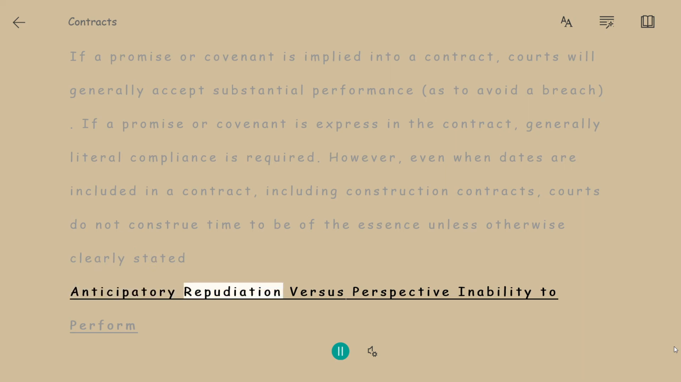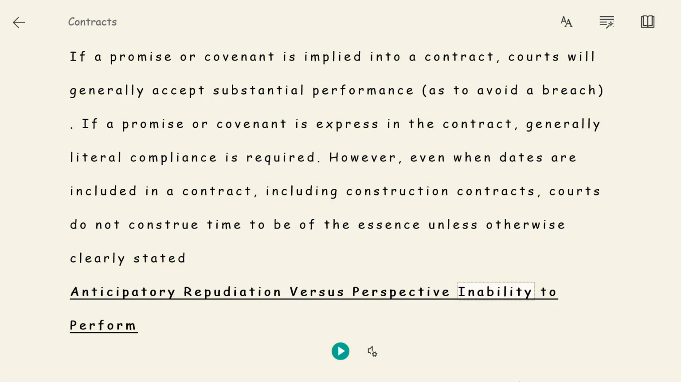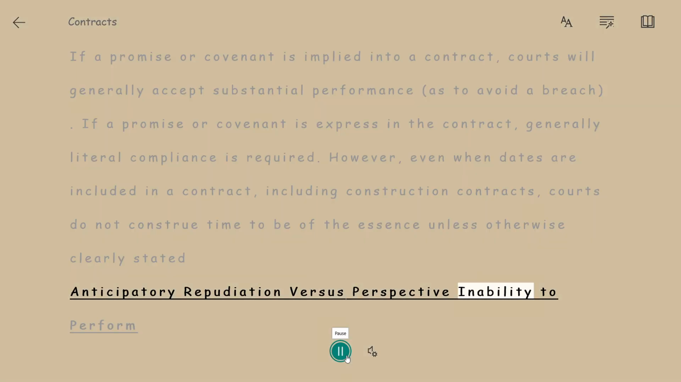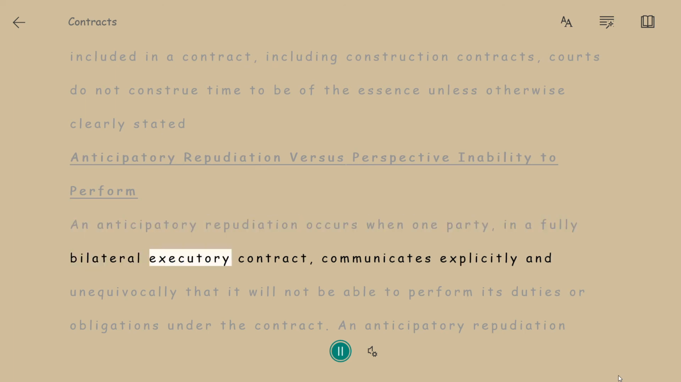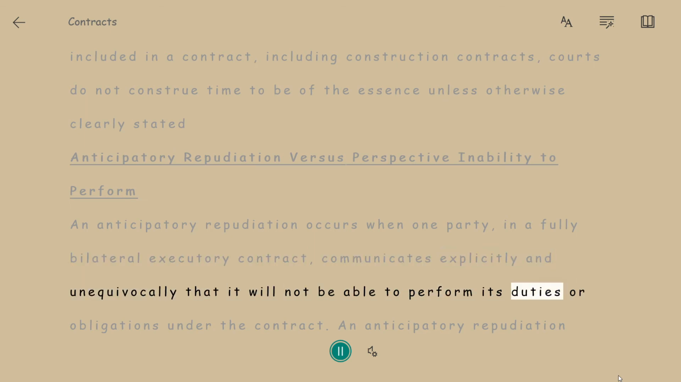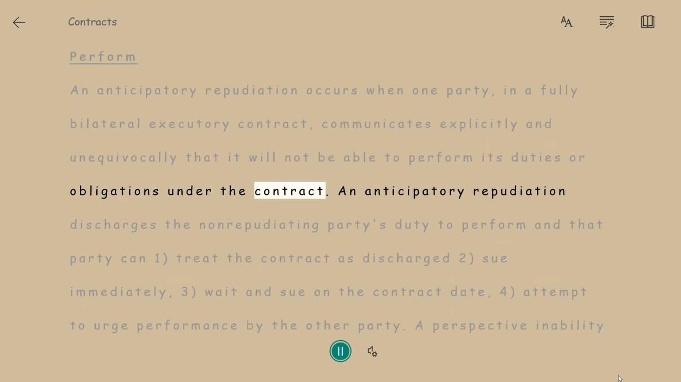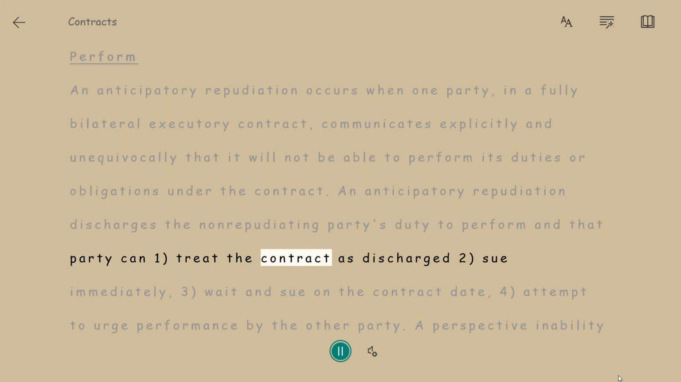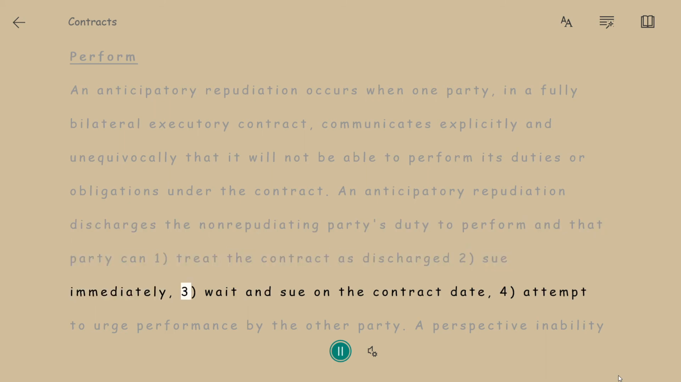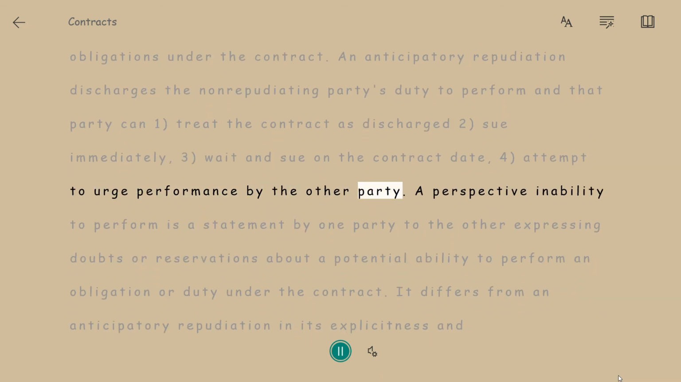Anticipatory repudiation versus inability to perform. An anticipatory repudiation occurs when one party, in a fully bilateral executory contract, communicates explicitly and unequivocally that it will not be able to perform its duties or obligations under the contract. An anticipatory repudiation discharges the non-repudiating party's duty to perform, and that party can: 1. Treat the contract as discharged, 2. Sue immediately, 3. Wait and sue on the contract date, 4. Attempt to urge performance by the other party.